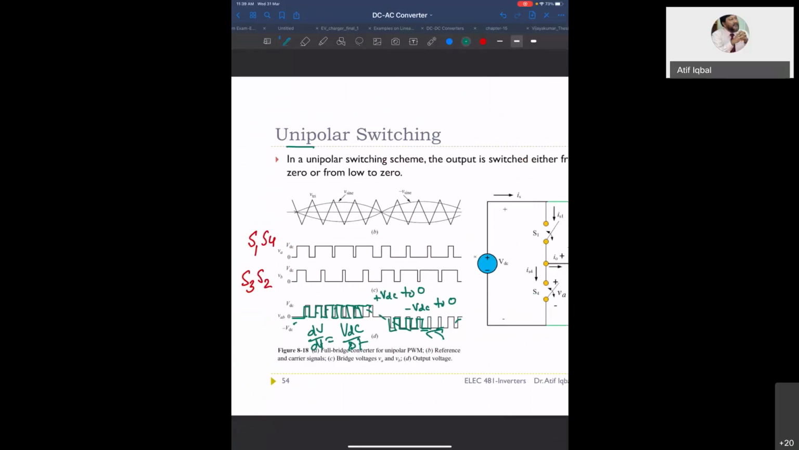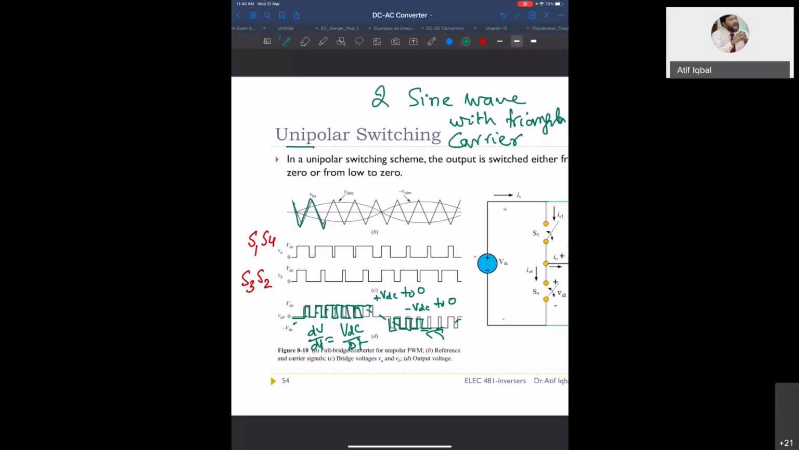Now, how do you generate this? You generate this by comparing two sine waves with the same triangular carrier wave. The carrier wave has a high switching frequency: 5 kilohertz, 10 kilohertz, 20 kilohertz, like this. And what is the frequency of the sine wave? The sine wave frequency is the same as the output fundamental frequency. If the output fundamental frequency is 50 hertz, then the sine wave should also be 50 hertz.